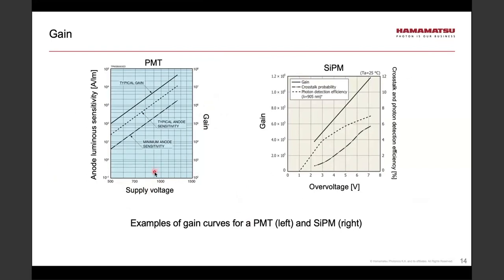And this upper solid line shows the resulting gain. For this particular PMT, we see gains of about 10^4, 10^5, but they can be higher: 10^6, 10^7, and even more. On the right-hand side, we see a plot of gain versus overvoltage, which is effectively a function of bias voltage, for a silicon photomultiplier. Here we see that the gain varies linearly with the bias voltage.